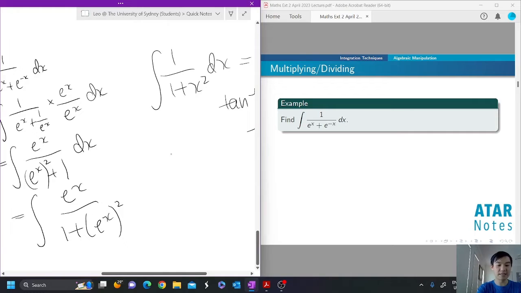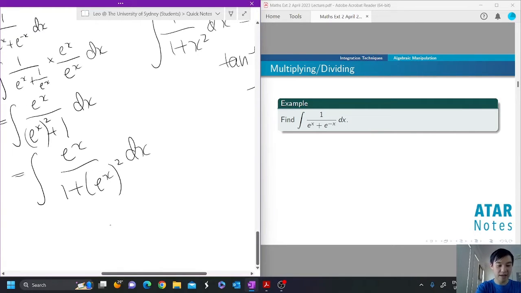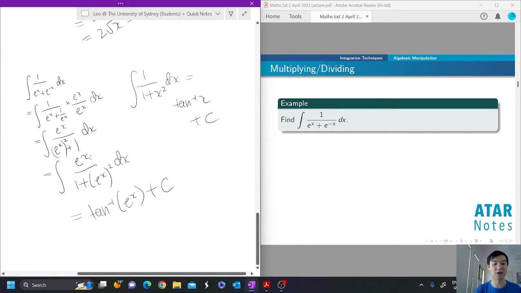But here we have a function inside the function. The derivative of the function inside is going to be e to the power of x, because when you differentiate e to the power of x, it stays the same. And we notice that this is already being multiplied on the outside. So we can directly integrate this and say this is going to be inverse tan e to the power of x plus c, like so. And that is our final answer.